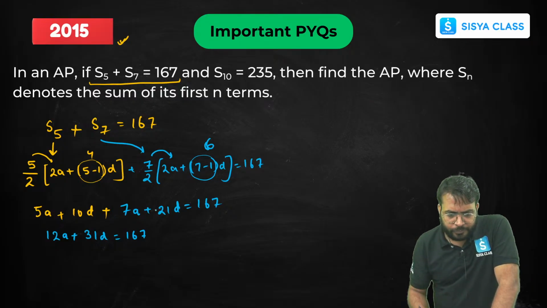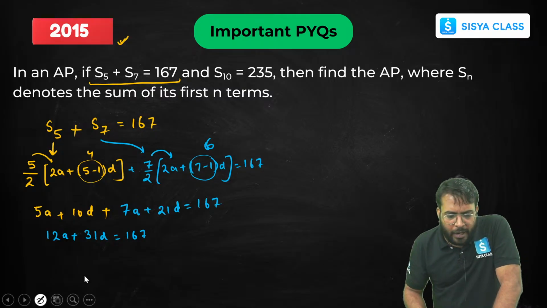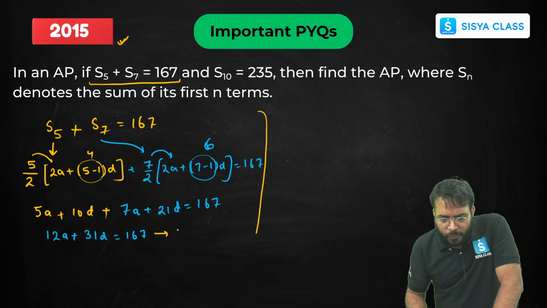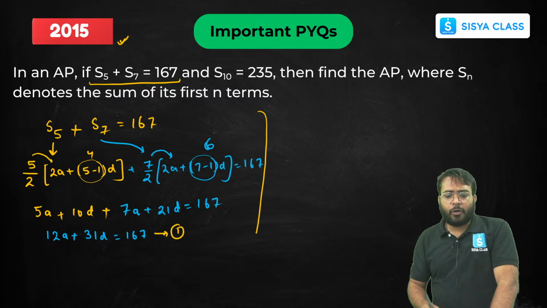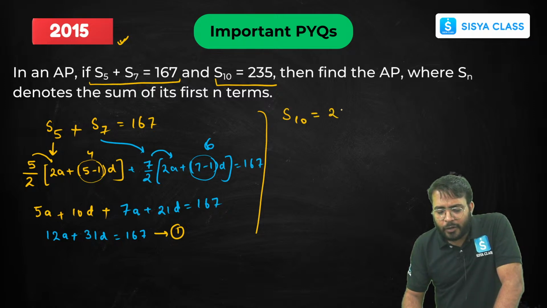Now anything else they have given? Yes, they have given one more piece of information. So this is my equation 1. They have given one more thing, that S10 is 235.